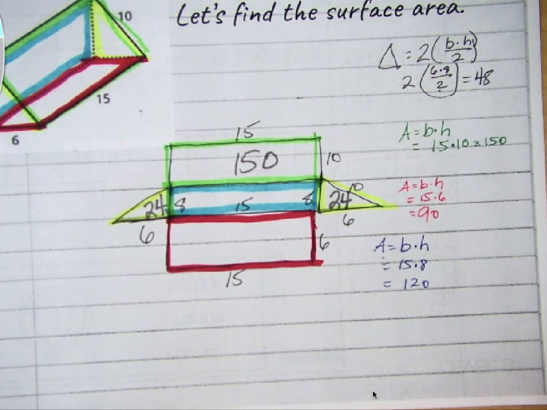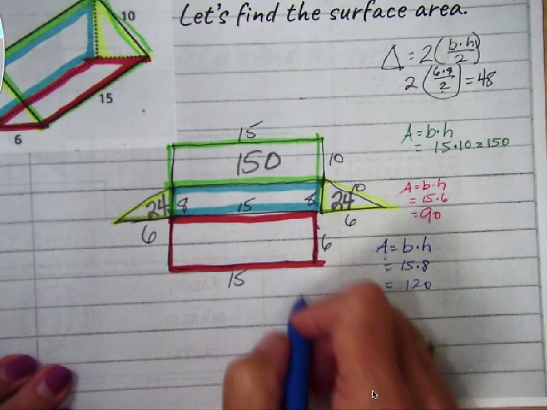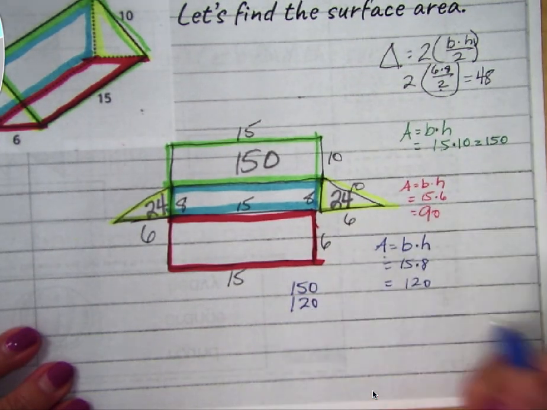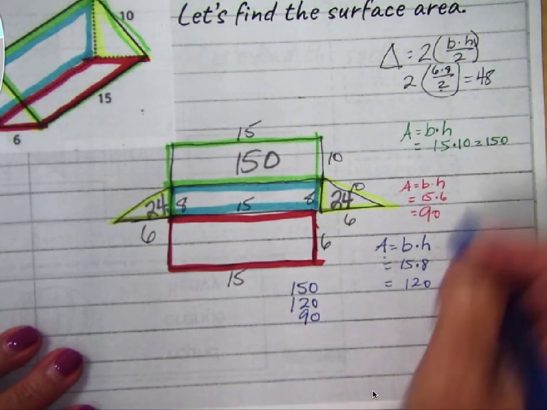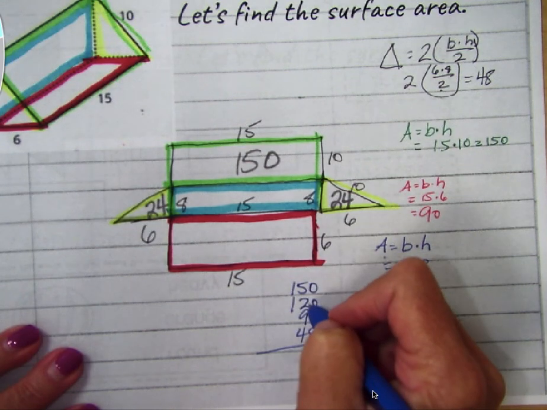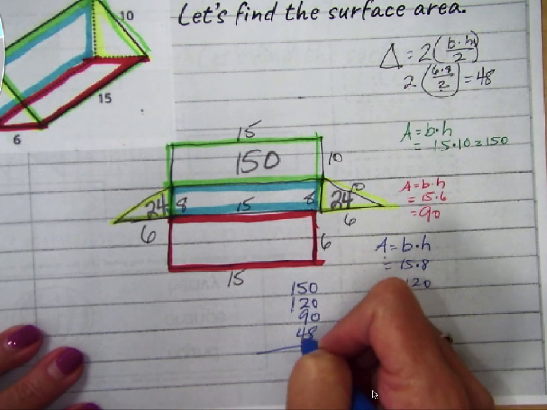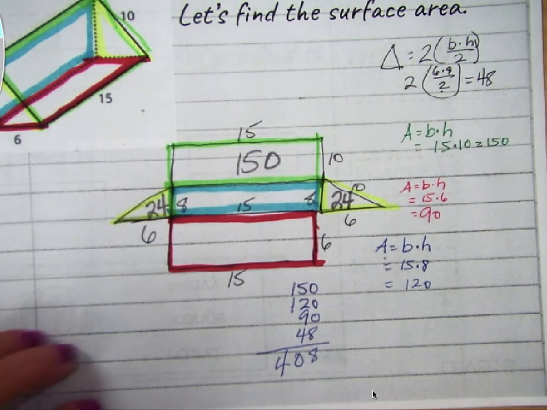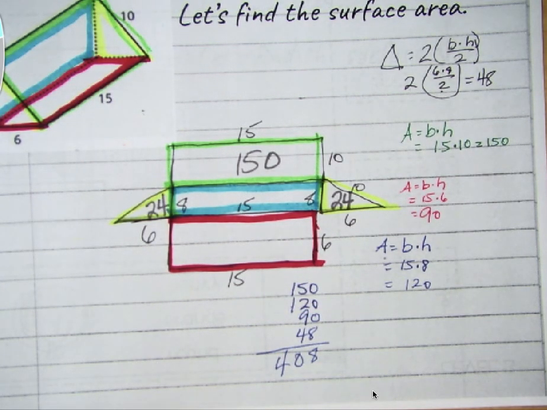Okay? So, here's what we've got. We've got 150, 120, 90, and 48. 8, 5 and 2, 7, 9, 16, and 4 is 20, 2, 3, 4. 408 is my surface area of this one.